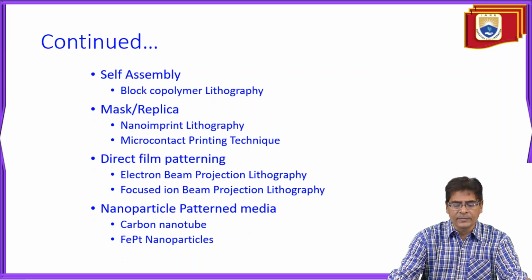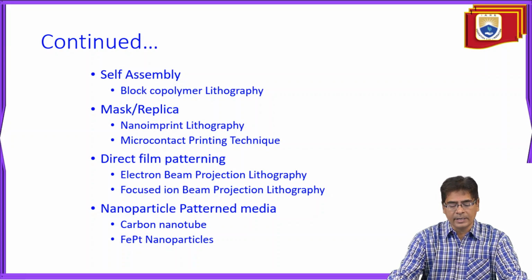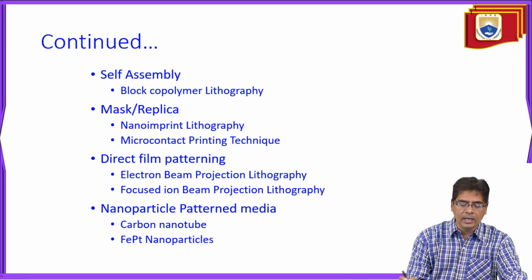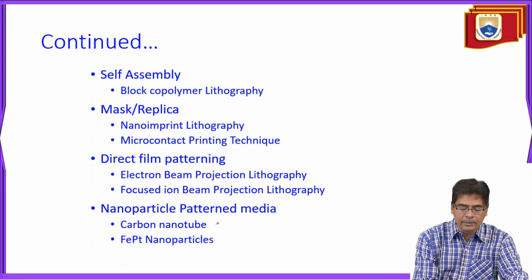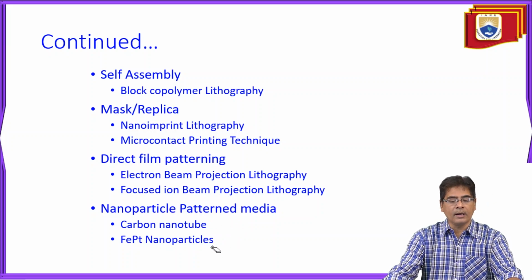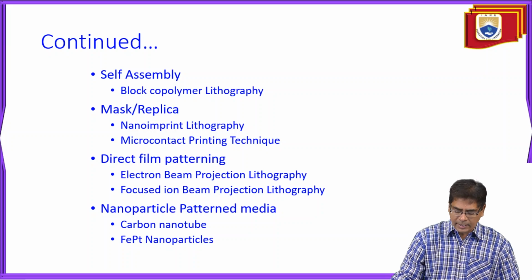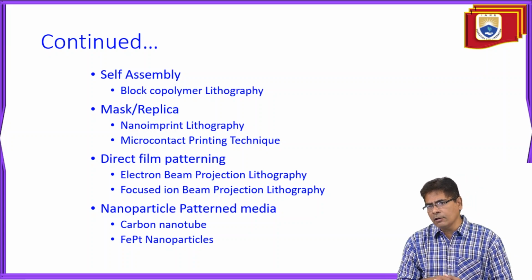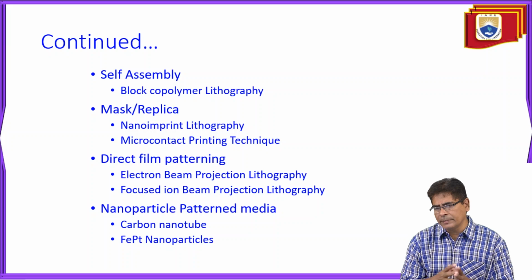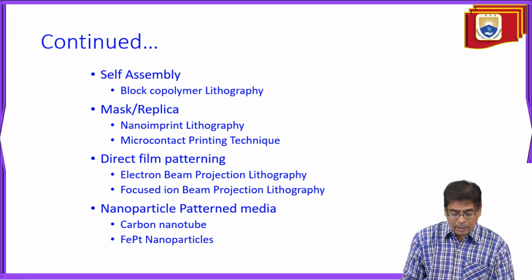And direct beam patterning and direct film patterning, and the other is electron beam projection lithography and focused ion beam projection lithography, and the other is nanoparticle pattern media, that is carbon nanotubes and iron nanoparticles, right? So these are the different types of nanoparticle media, and these are the different types of lithography techniques where we can use them, right? And moreover, we have nanoparticle pattern media like iron nanoparticles, iron platinum nanoparticles, and carbon nanotubes also, right?